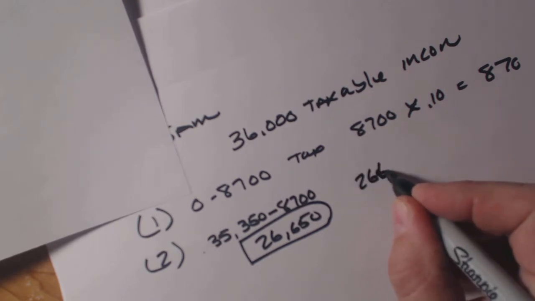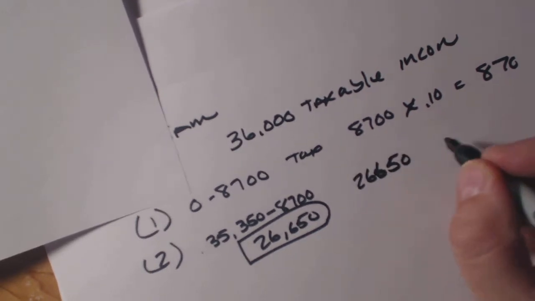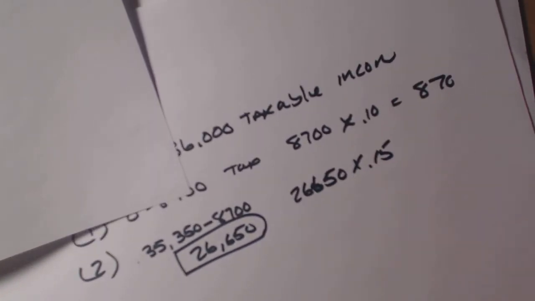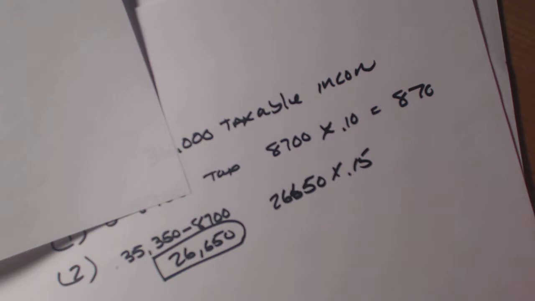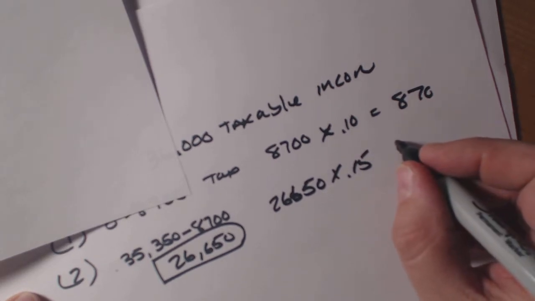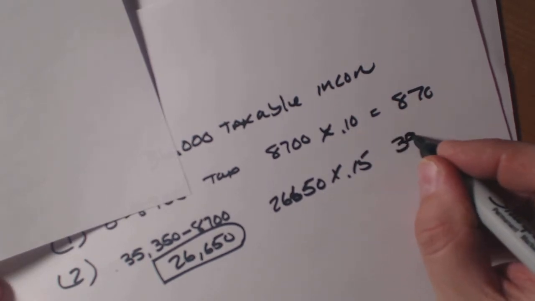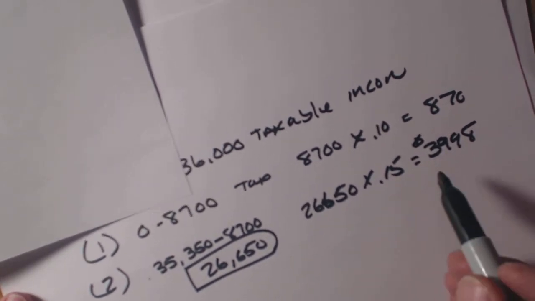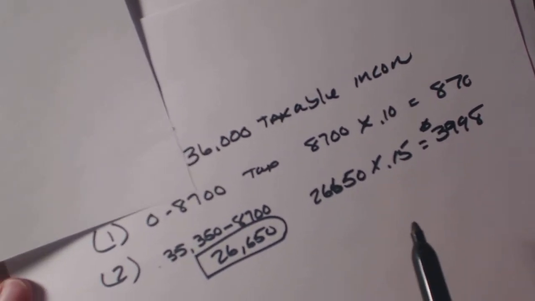Since he went through that category, we're going to charge that entire amount, $26,650, at 15 cents. $26,650 times 15 cents, if I round up, is 3,998. That's for that category. You're going to spend $3,998 in taxes.